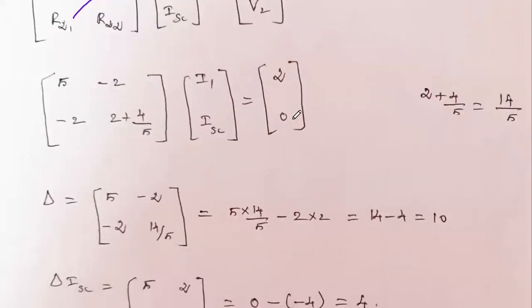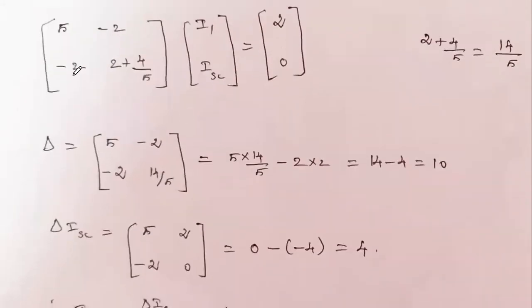After constructing this matrix, find the determinant of this 2 by 2 matrix, that is del. Del equals 5, minus 2, minus 2, 14 by 5. Multiply 5 into 14 by 5, minus of minus 2 into minus 2, which is 4. So 14 minus 4 is 10. The determinant value is 10.